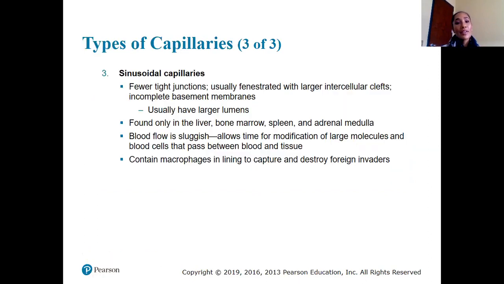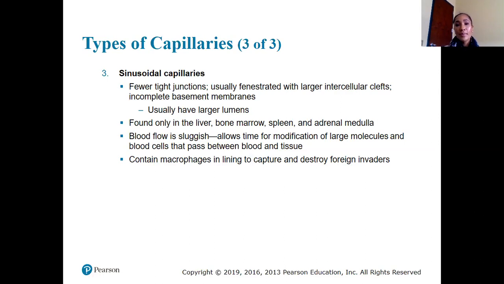Then the last type of capillary that we have is the sinusoidal capillaries. These have fewer tight junctions. They are usually fenestrated with larger intercell clefts, and they have what we call an incomplete basement membrane. These types of capillaries usually have a larger lumen, and we only find them in the liver, bone marrow, spleen, and adrenal medulla. Blood flow through these types of capillaries is pretty sluggish, but this also allows time for modifications of large molecules and blood cells that will pass between blood and tissue.